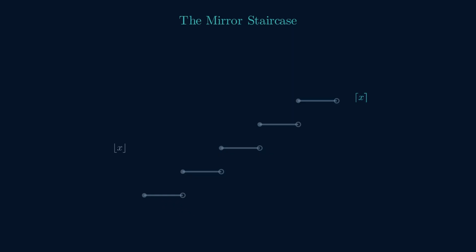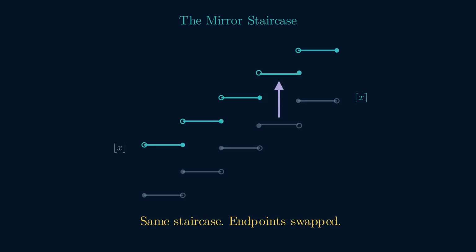And I mean that literally. Here's the floor staircase, dimmed. Now draw the ceiling on top and it's the same shape. Same steps, same heights. The only thing that changed is which end is hollow and which is filled. Open circle on the left, closed on the right. If you can draw one of these staircases, you already know how to draw the other.